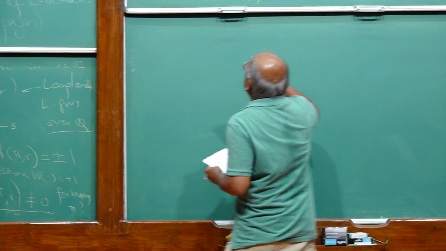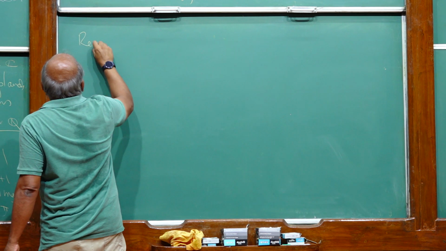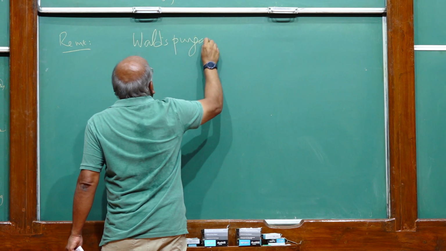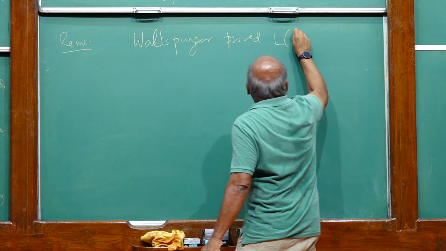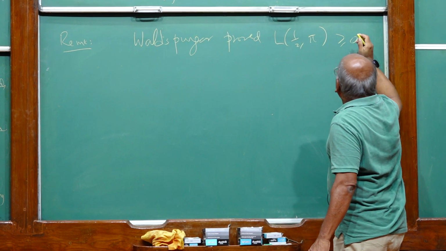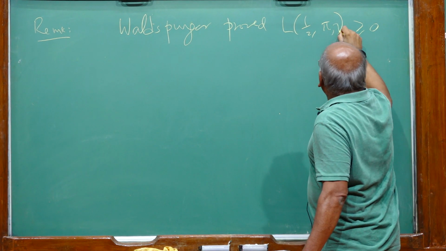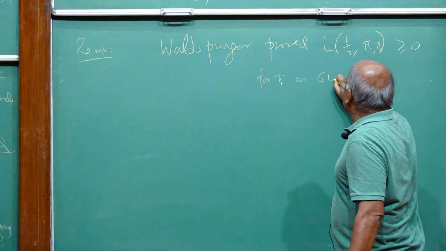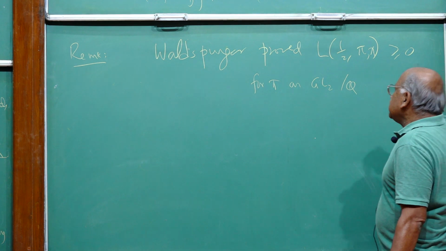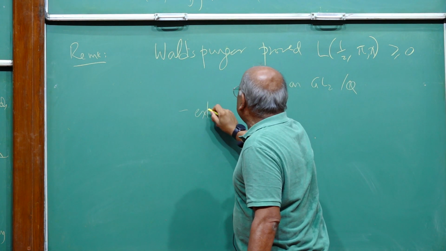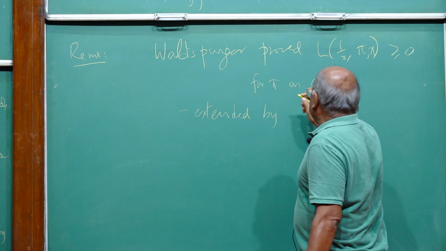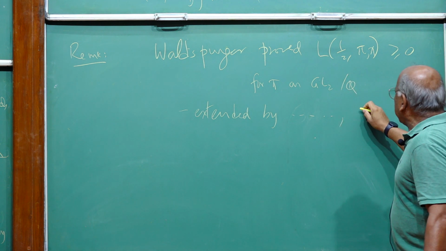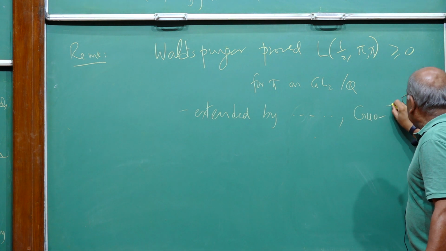Maybe I should say one more thing. It's a very important remark, that Waldspurger showed the L(1/2, pi) is 0 can be characterized, actually more generally even with twists, for pi on GL2 over Q. And this was extended by Jacquet and with several people actually, Zagier and various people, ending with Jacquet.